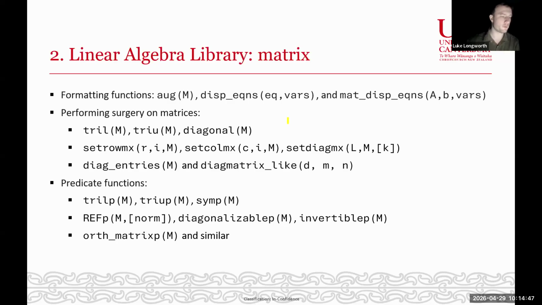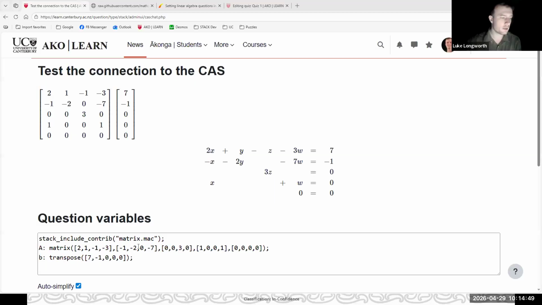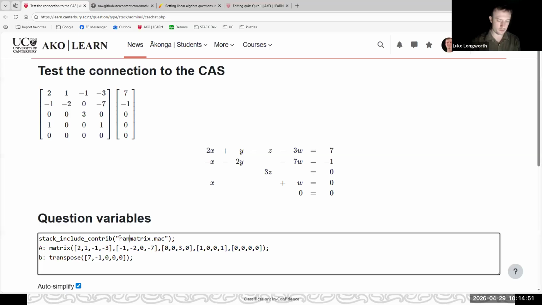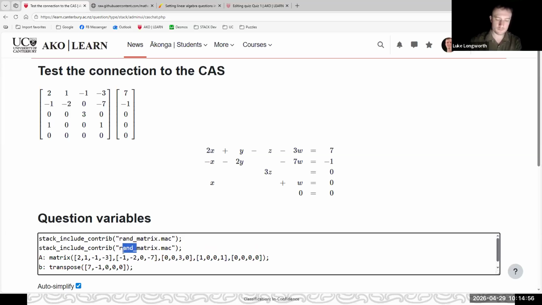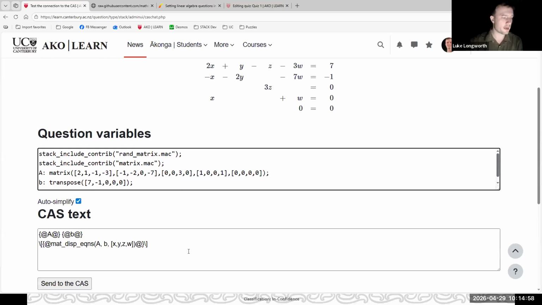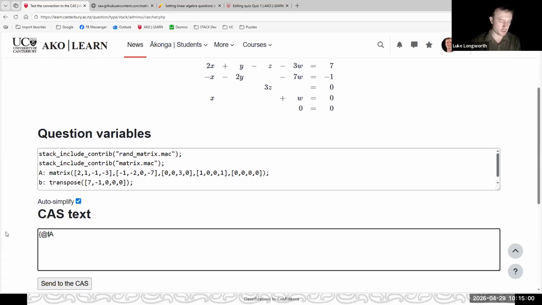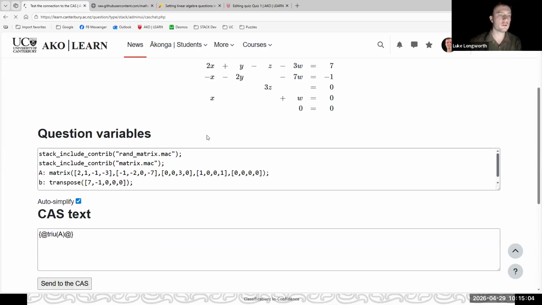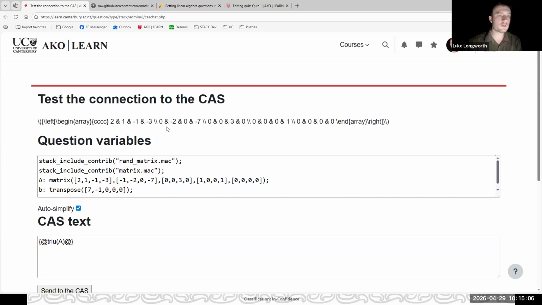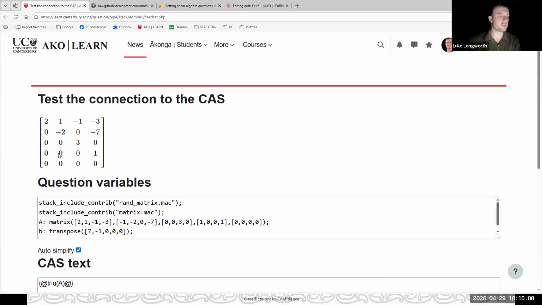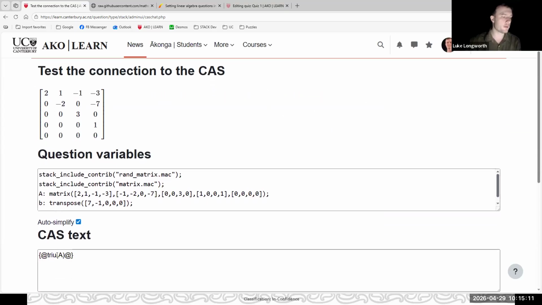So if we wanted, we can try these very quickly. Let's include rand matrix. I needed the matrix there as well. Actually, we've got an A and a B. Let's just use those. If we take triu of A, we'll get that upper triangle. Yeah. So we've deleted all of the stuff below the diagonal. And you can imagine similar for tril and diagonal.